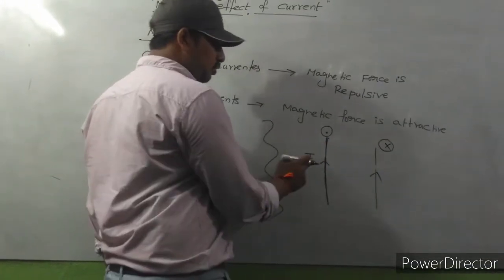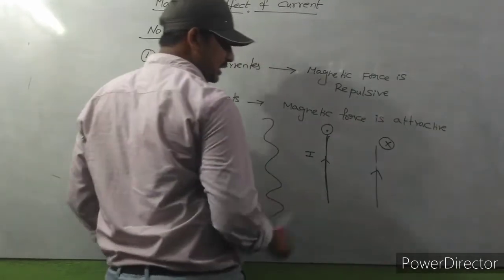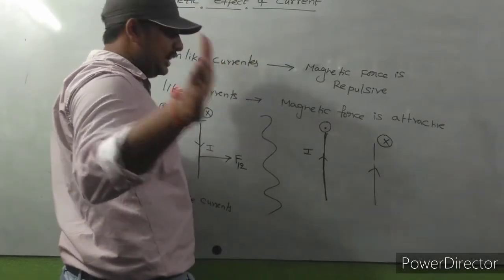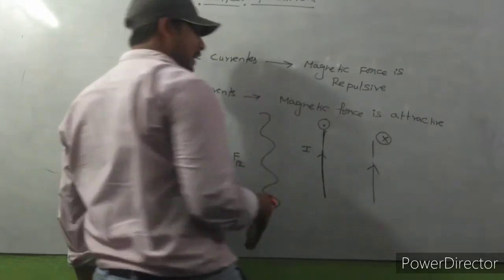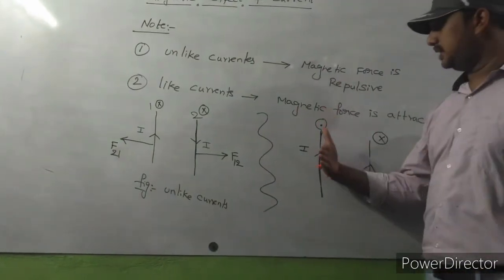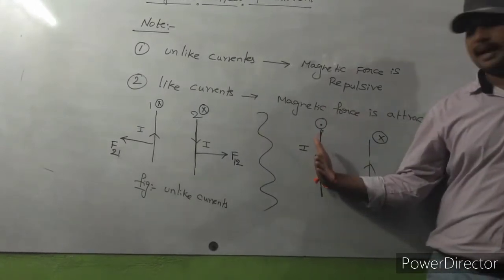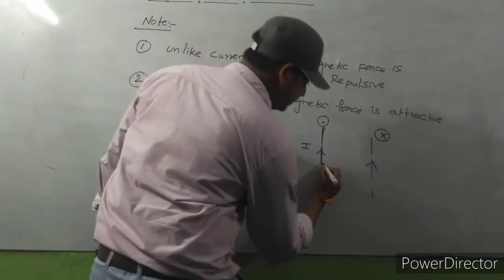If you know current direction and magnetic field direction, it is easy to find magnetic force direction. Fleming's right hand palm rule: thumb indicates direction of current, and fingers indicate direction of magnetic field. So magnetic field lines are out of the page. That's why fingers are placed out of the page. Thumb indicates direction of current. So what is the direction of magnetic force here? Magnetic force is acting like this.